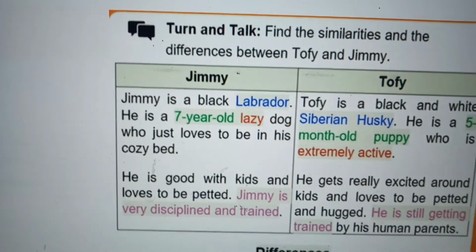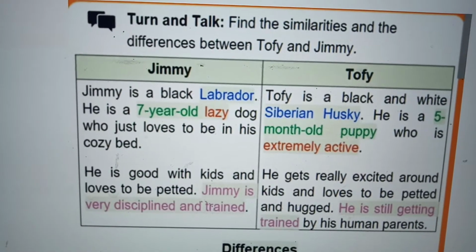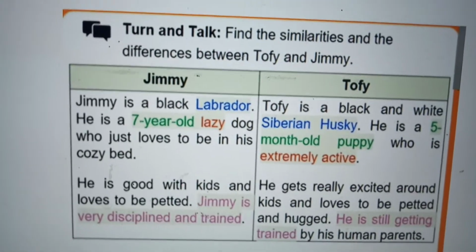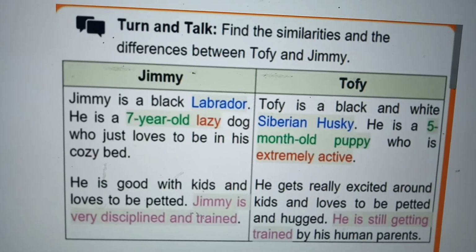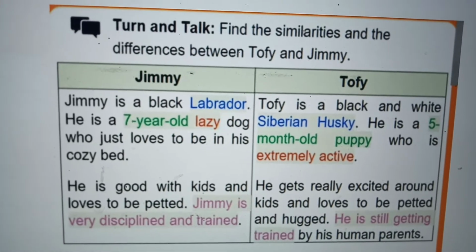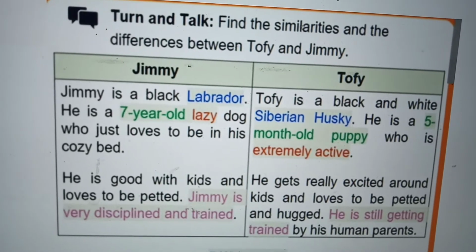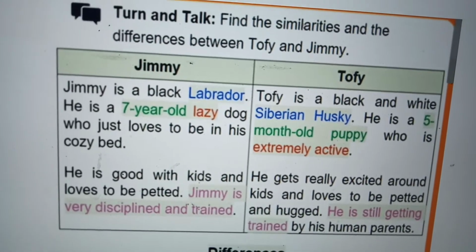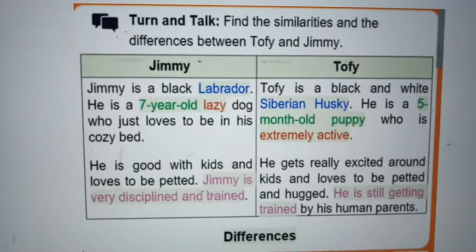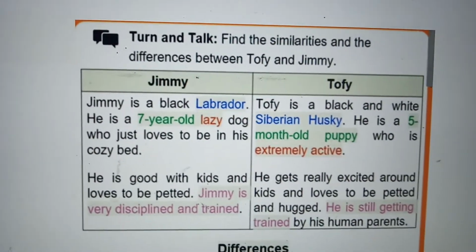Okay, here Jimmy and Toffee are compared. Jimmy is a black Labrador. He is a 7-year-old lazy dog. Okay, see here the colors highlighted. Labrador, Siberian Husky, they are the difference. 7-year-old, 5-month-old puppy, that is a difference. Lazy, extremely active. Okay, like that you have the differences. These are the differences. Like that, when you read a story, there will be different characters, you can identify the differences.